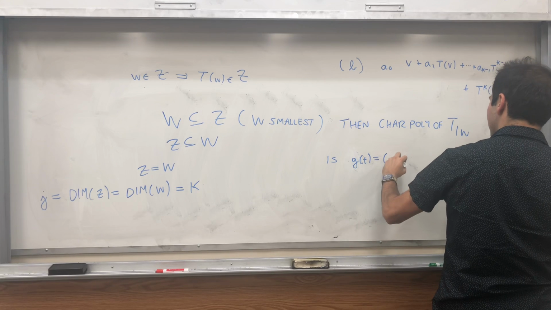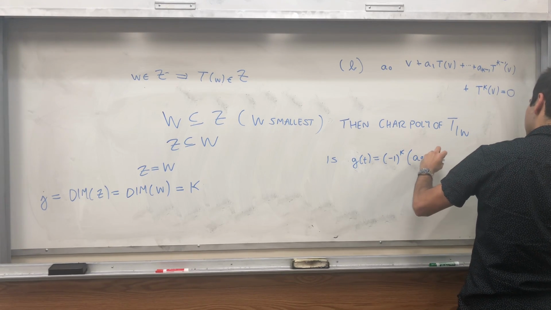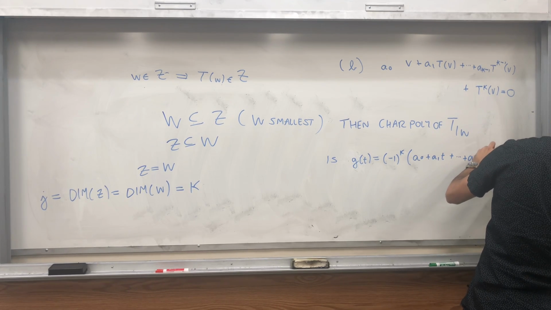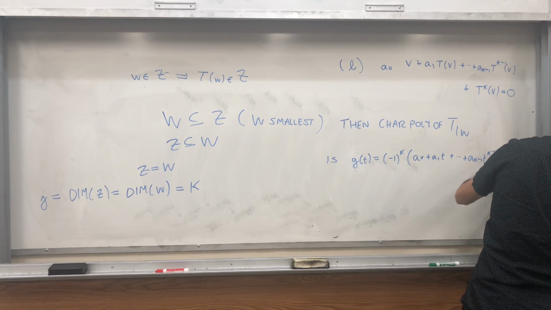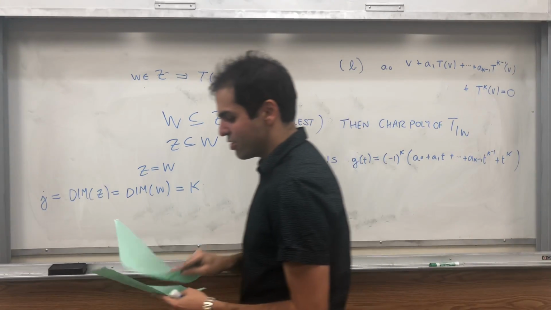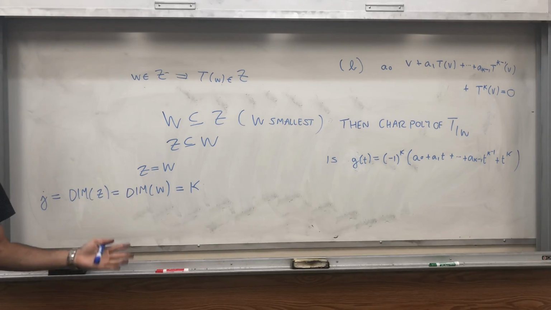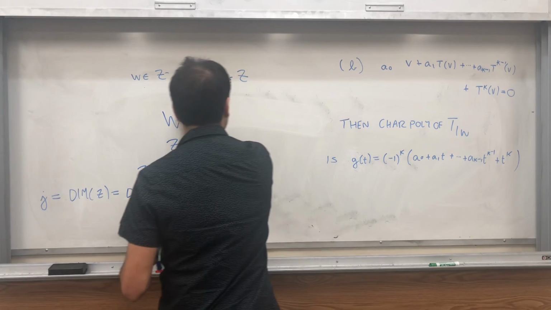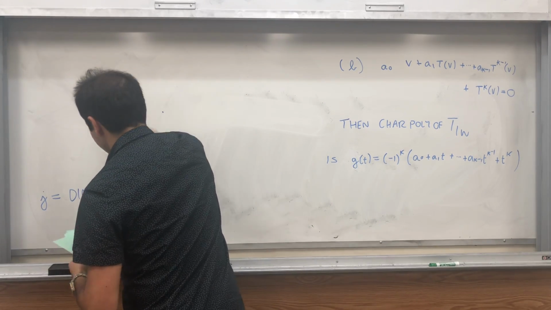equals (-1)^k (a0 + a1 t + ... + a_{k-1} t^{k-1} + t^k). In other words, if you can find a linear dependence relation between those vectors, which you can, then it turns out you can easily find the characteristic polynomial of your restriction, which is the heart of the Cayley-Hamilton theorem. And why is that true?